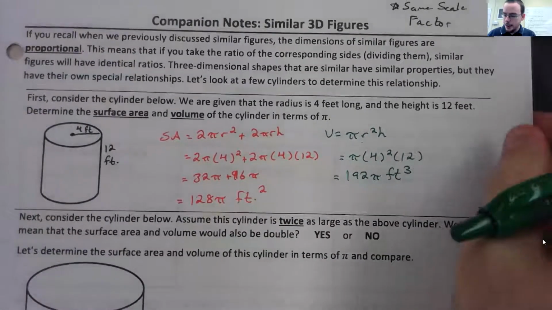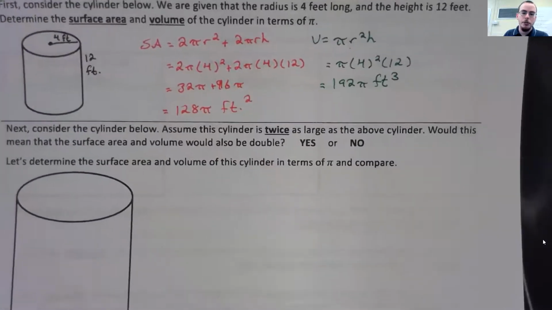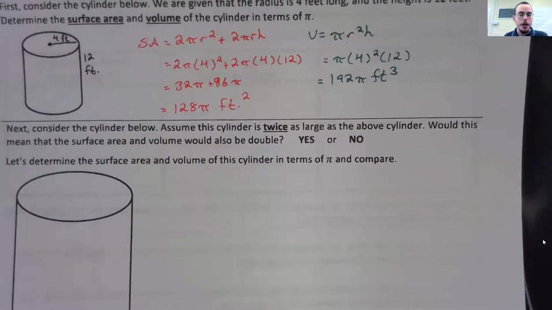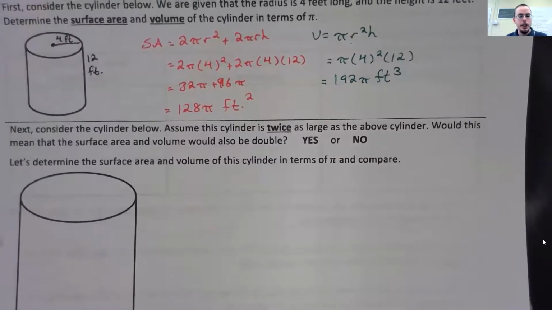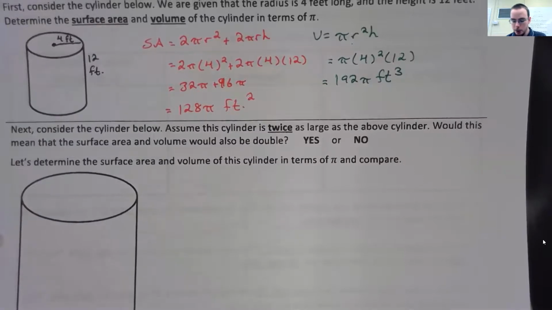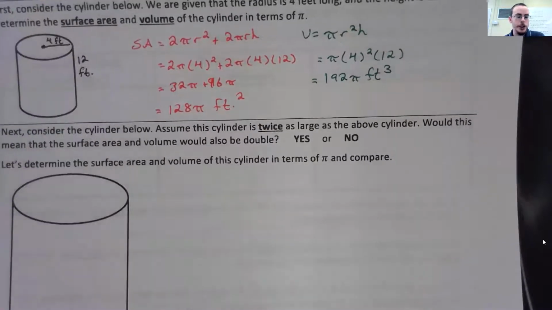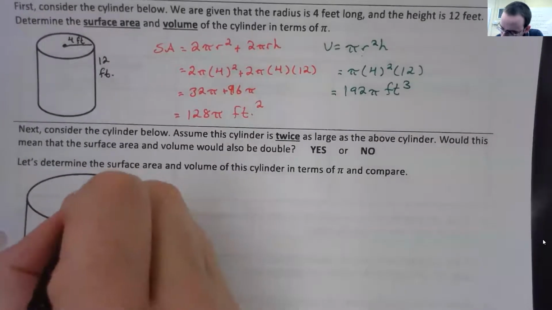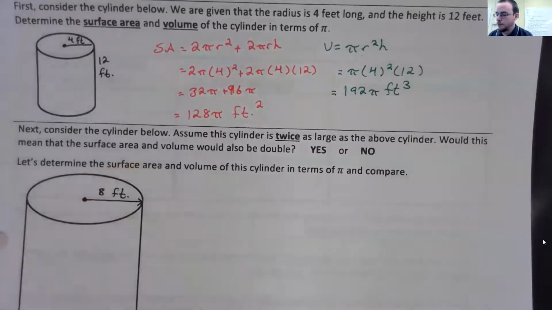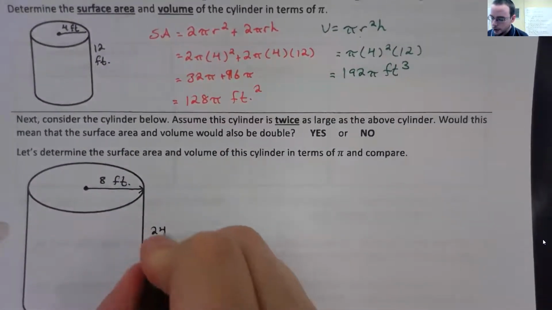Now, let's consider the cylinder below. Assume the cylinder is twice as large as the above cylinder. What that means is we've doubled the dimensions of the cylinder, so the radius has been doubled and the height has been doubled. Our original radius is 4, we double that, so our new radius is 8. Our original height was 12, we double that, and our new height is 24.